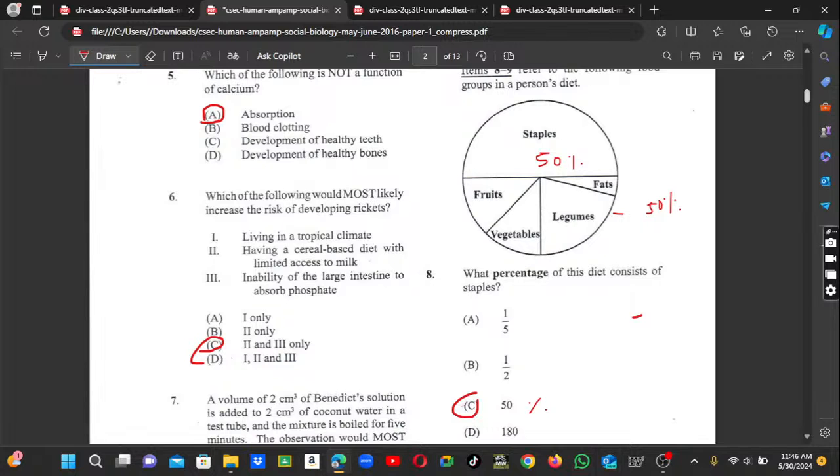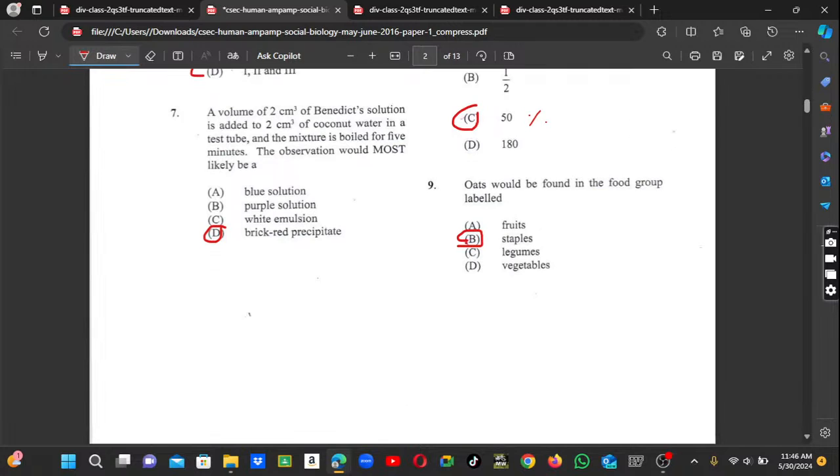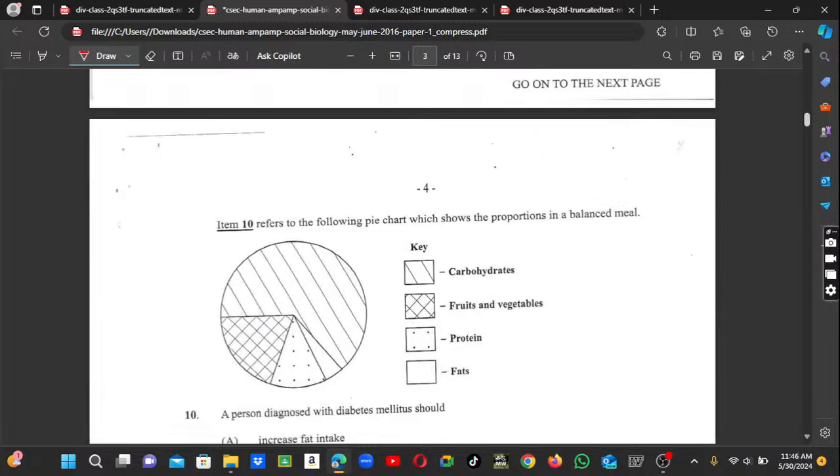All right? Good. Moving along. All right, number 9. It says oats would be found in the food group labeled. So we know that oats can be found in staples, right? This one is a pretty giveaway question. Simple and precise, guys. Moving forward.